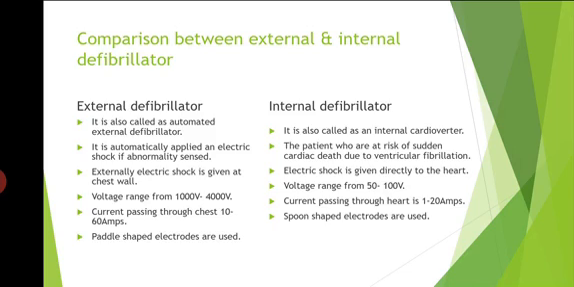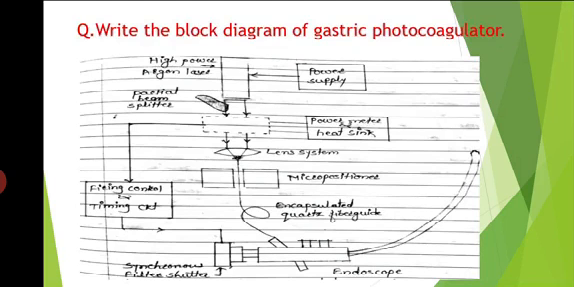In the external defibrillator, paddle-shaped electrodes are used. In the internal defibrillator, spoon-shaped electrodes are used. So on this you are getting a 5 marks question.